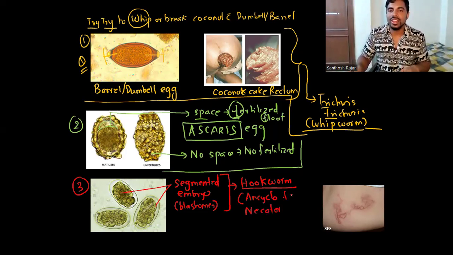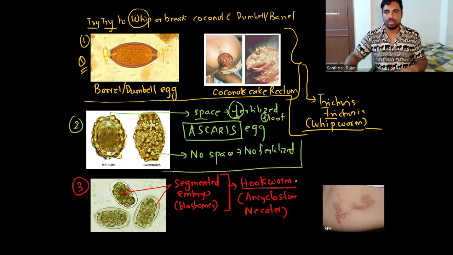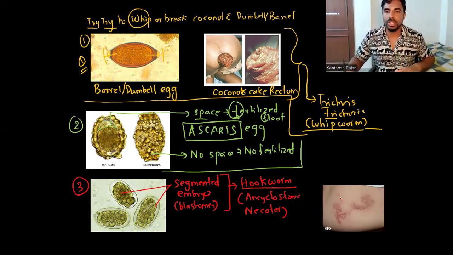Ancylostoma and Necator americanus. Okay, these two are the hookworms. You know that one. Iron deficiency anemia is the most common cause. I'm not going to touch that. We are talking only the image.